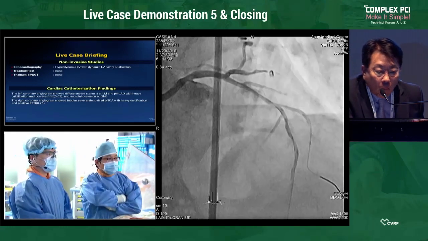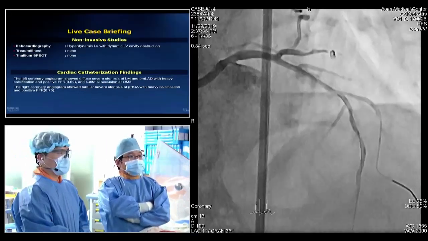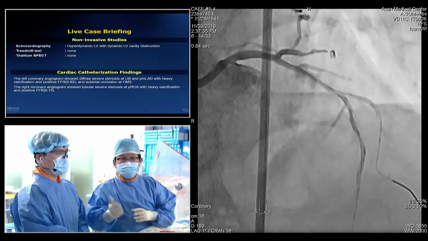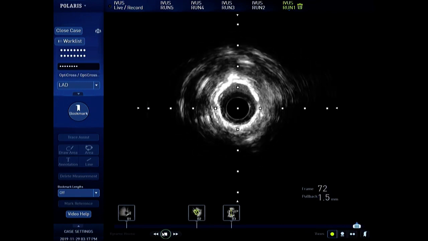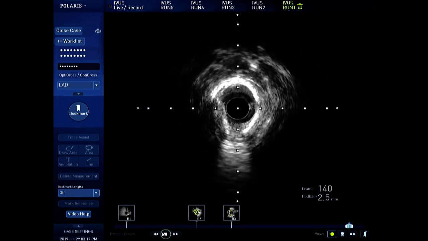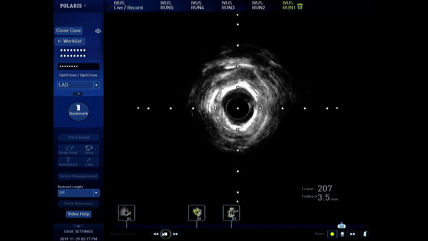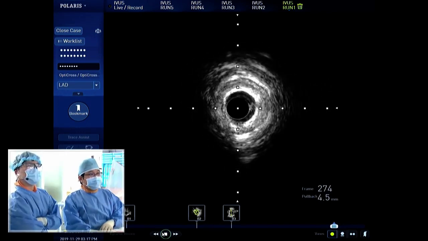cutting balloon? After inserting the wire to the diagonal branch, first I like to see the IVUS. Could you show us the IVUS? The IVUS cannot pass through below the diagonal branch. Yes, this is actually encircling. This is above the diagonal branch.